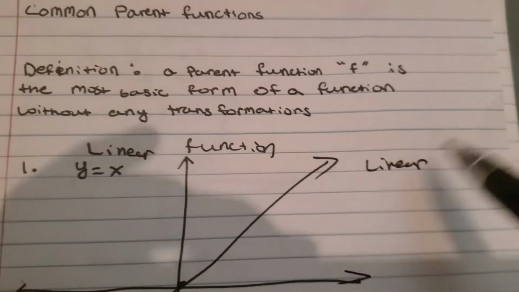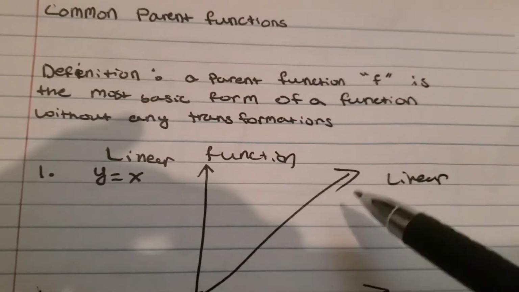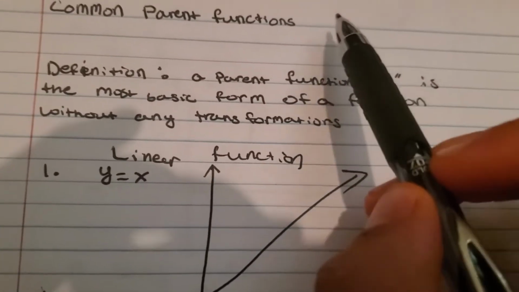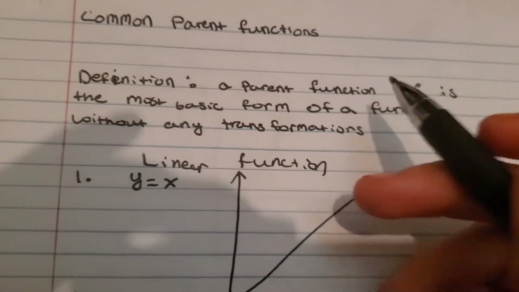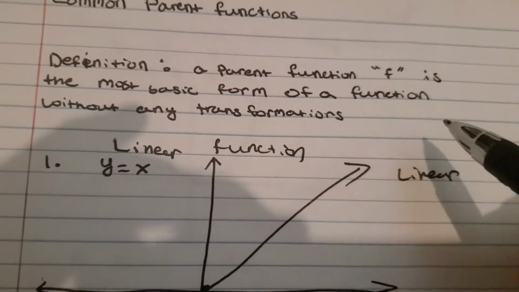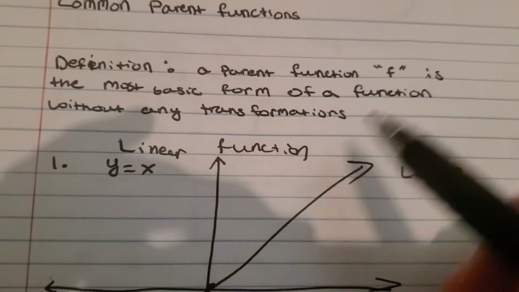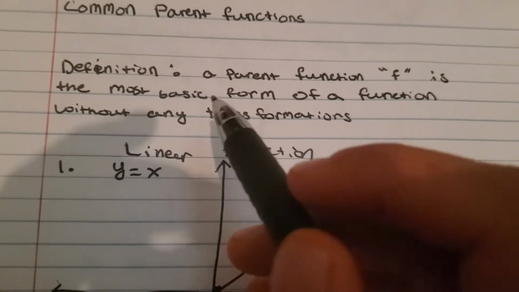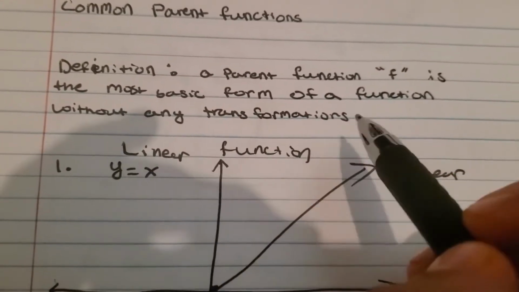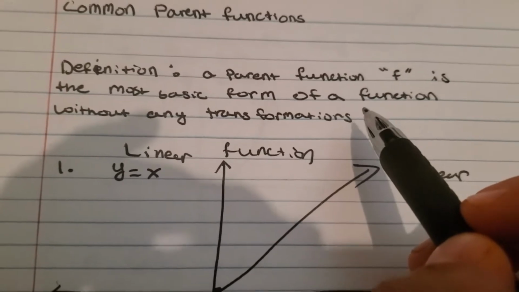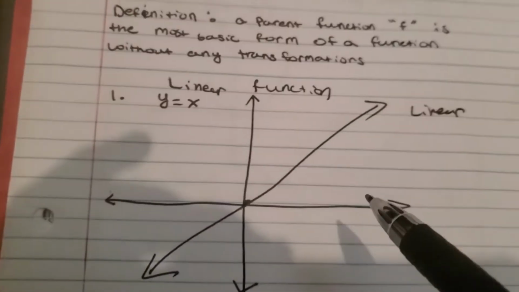So before we actually start talking about the list, what is the definition of a parent function? Well, a parent function is any function, let's title it f, in its most basic form, and what that means is there aren't any transformations applied. So the first one we have is a linear function.